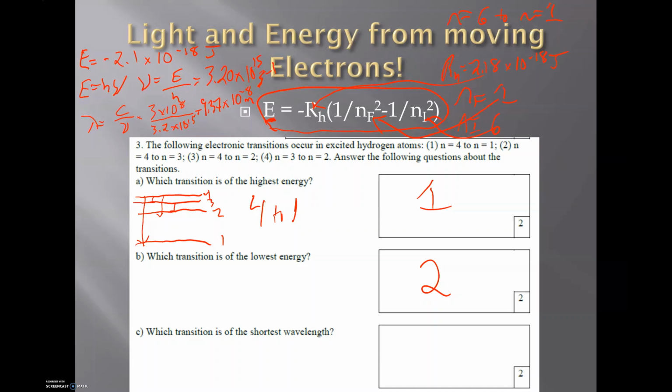And then the last question says, which transition is of the shortest wavelength? Well, highest energy yields shortest wavelength. That's a relationship that we talked about already. It's an important relationship. So always remember the higher the energy, the shorter the wavelength. Shorter wavelengths always will have the most energy. Gamma rays have the shortest wavelength, so they're going to have the most energy, and that's why we don't want to get impacted. But to answer this question here, which transition is of the shortest wavelength? Well, the first transition answers that question.